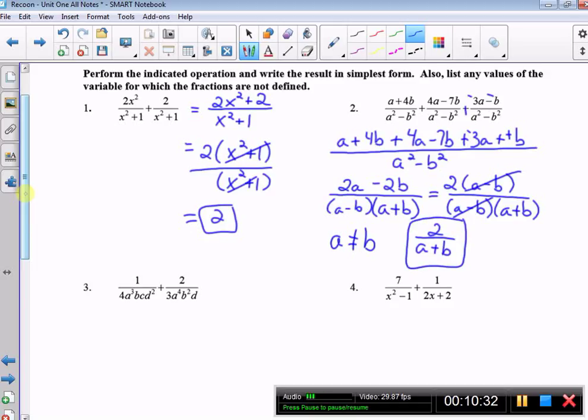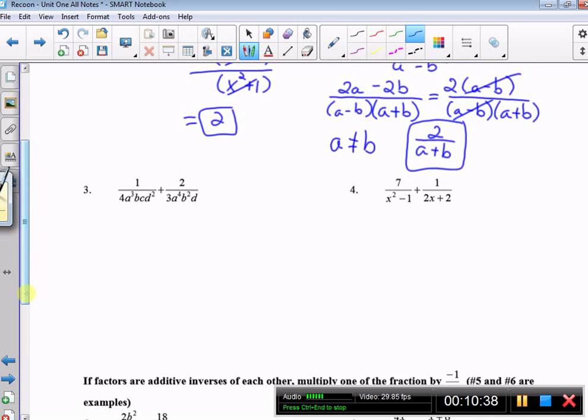Now you're not going to always get situations where they simplify, just so you're aware. Number 3, okay, now monomials. So we're looking for the highest exponent. And then between the 4 and the 3, the LCD should be 12. So I need to multiply, so my common denominator is 12.